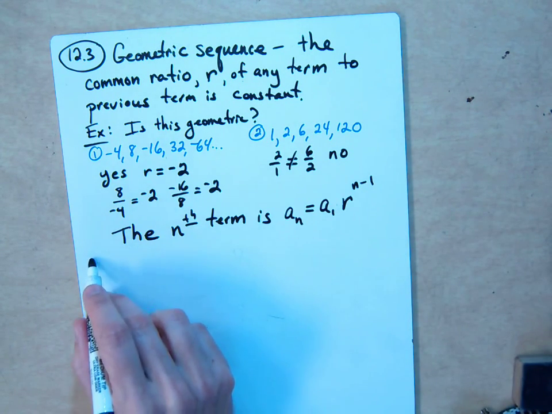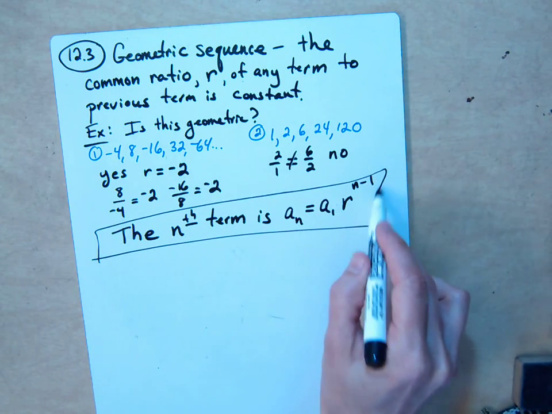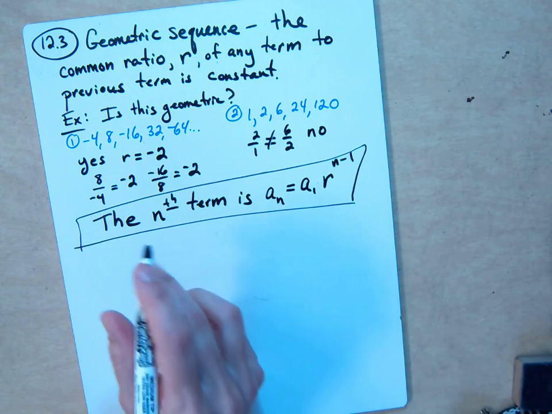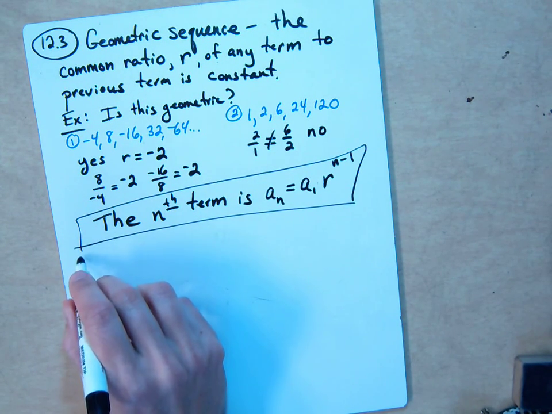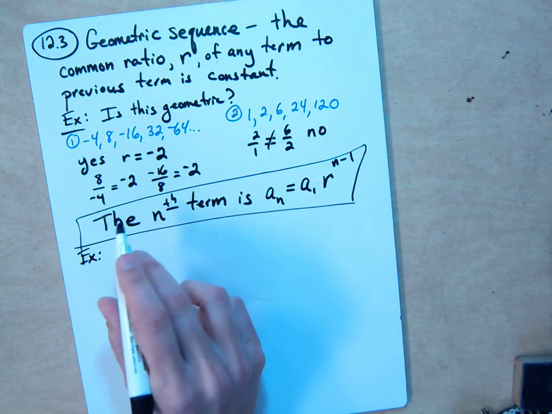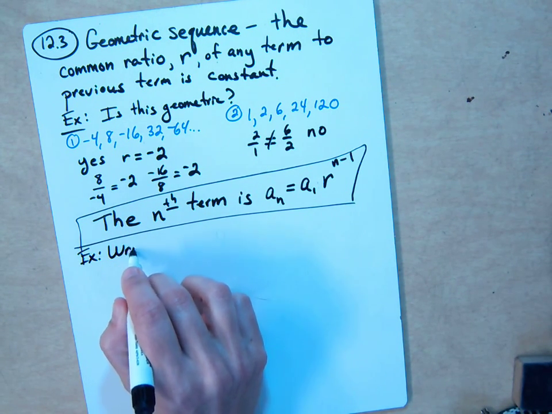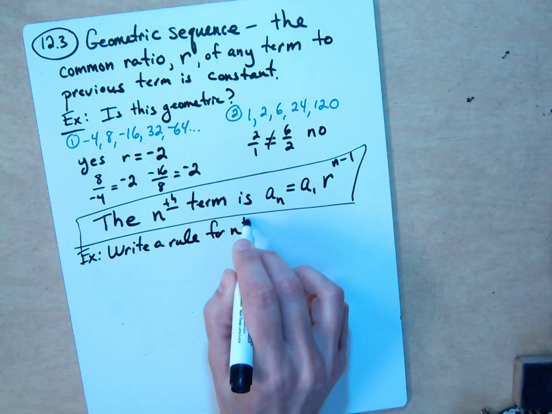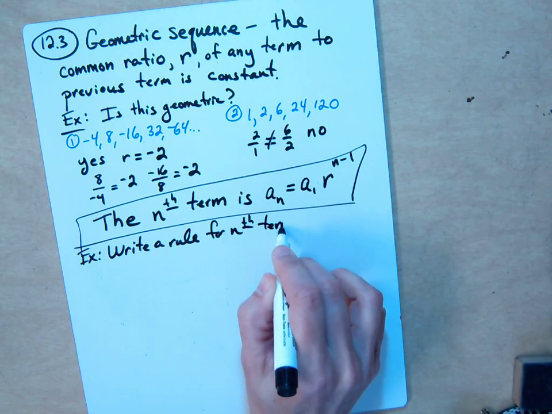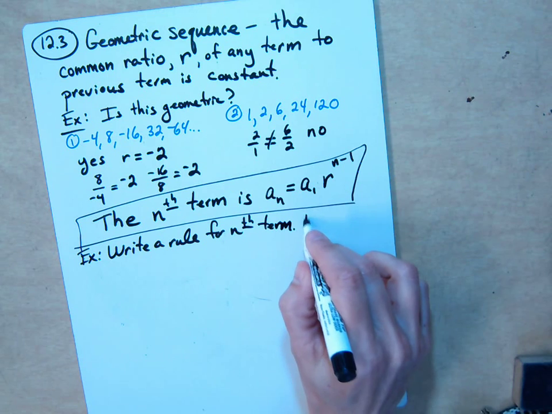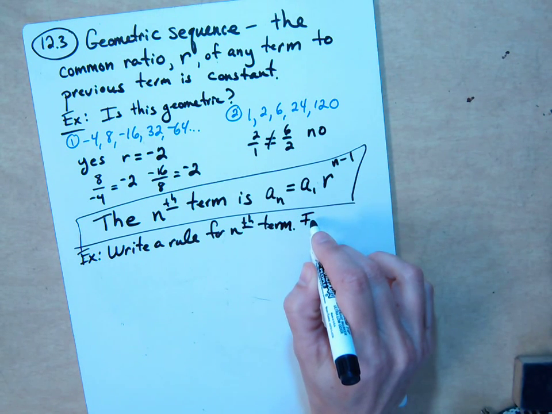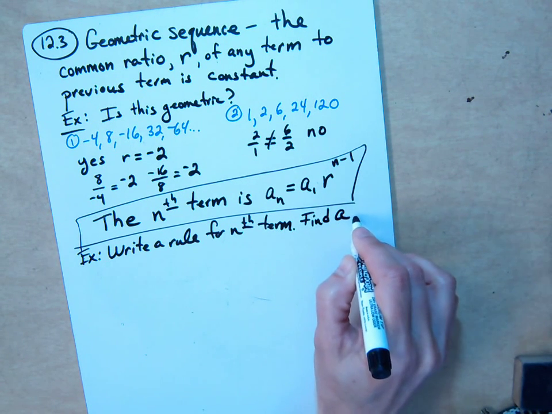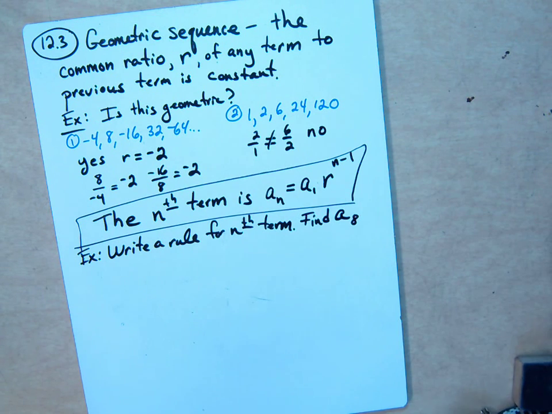So let's do some examples. That's your formula, but we still need to use common sense and intuition to do problems. We're going to do just 3 examples, and they're all going to be to write a rule for the nth term. This would be like what your next quick quiz would be on. And then we'll use it in the first example to find the 8th term, a sub 8.